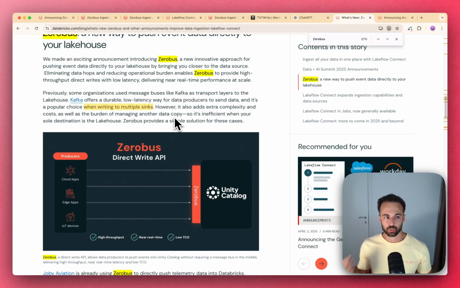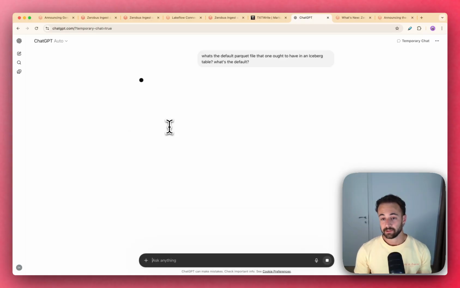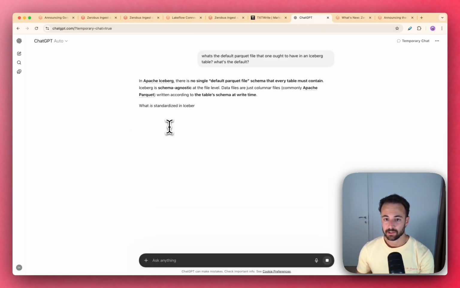Now, the thing with writing to a lakehouse is that you cannot write in real time to a lakehouse, because the way the tables are meant to be, you're meant to be writing in big batches. I think the Parquet recommendation for a data file was around 256 megabytes. Let's see if we can ask ChatGPT for this. So what's the default Parquet file that one ought to have in an Iceberg table? What's the default? I think that the best is basically 256 megabytes.